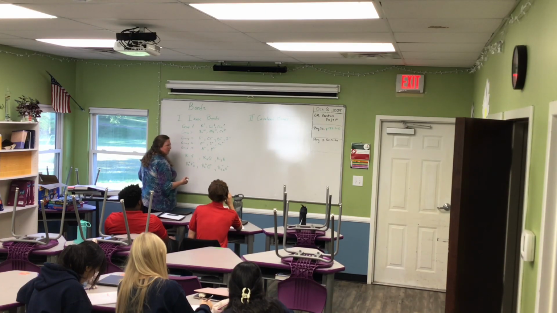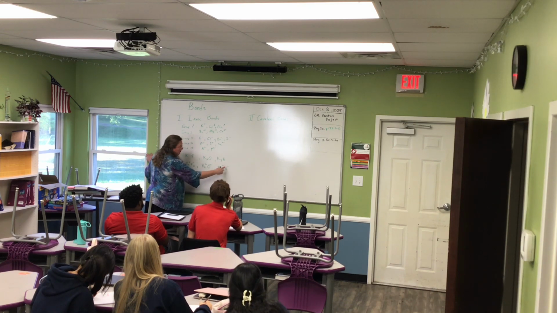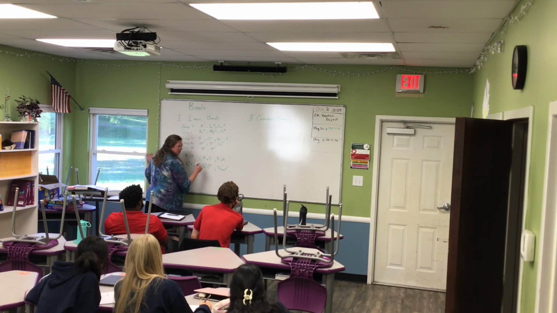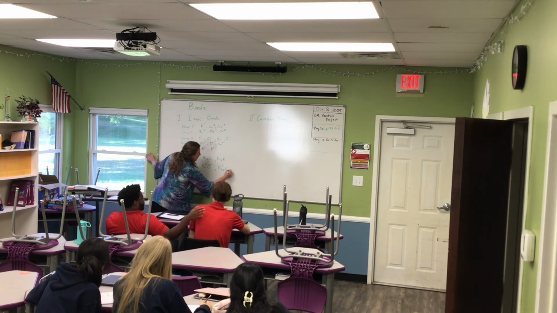To make it neutral? Three here, and how many here? Three. Three times 3 is 9, so I'd have 9 minus, and I'd have 6 plus. Wait, 4? So you need 2. I need 2. 4 was a good guess, but I need 2 of them.